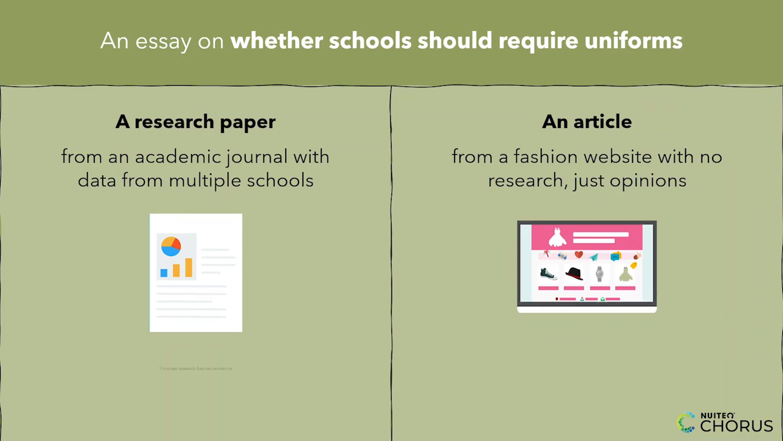The academic journal provides research-backed evidence. The fashion website might be biased and lacks data. Using credible sources strengthens your argument and makes your writing more convincing.